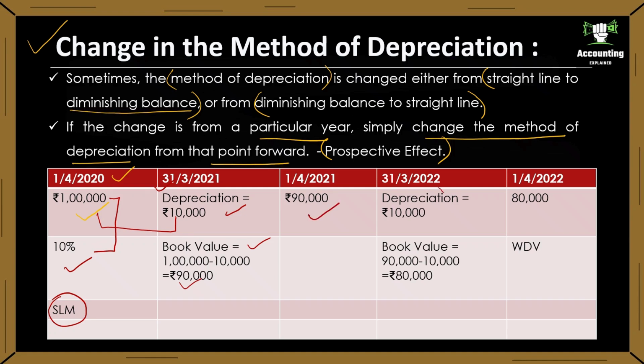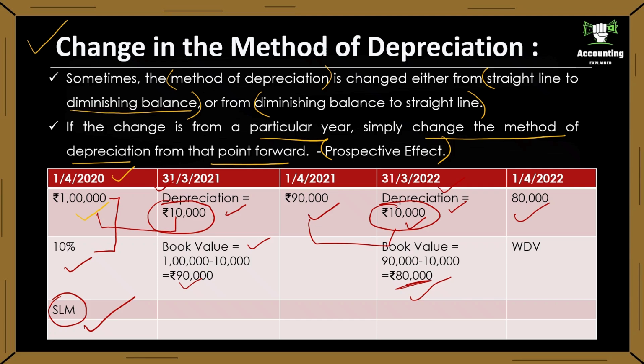1 year later, on 31/3/2022, depreciation will be 10,000. Since you are following straight line method of depreciation, your uniform depreciation of rupees 10,000 will be charged every year till the life of the asset, right? So now the book value becomes 90,000 minus 10,000, that is 80,000. This 80,000 will be carried forward to the next year, that is 1st April 2022.